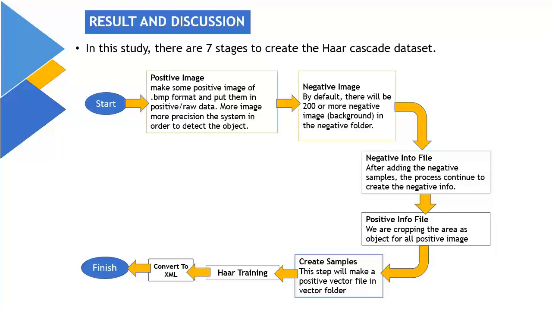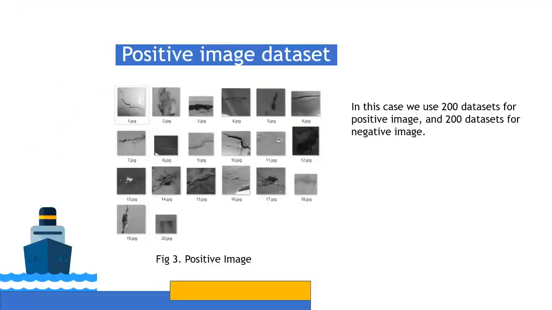The sixth step is hard training. And the last step is converting the hard training result to XML. In this case, we use 200 datasets for positive image and 200 datasets for negative image.